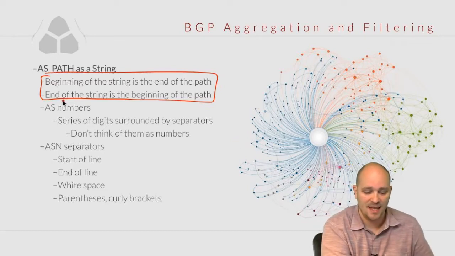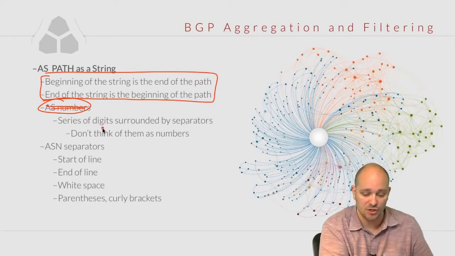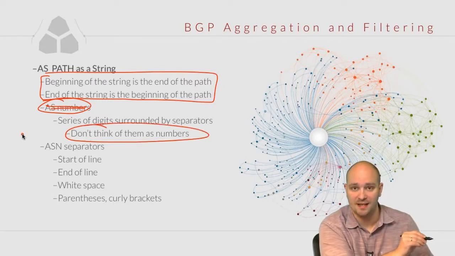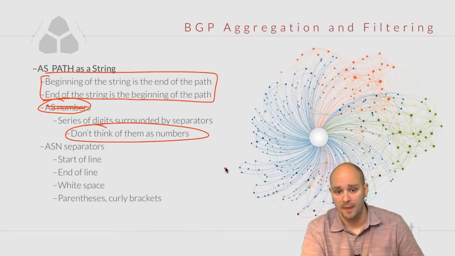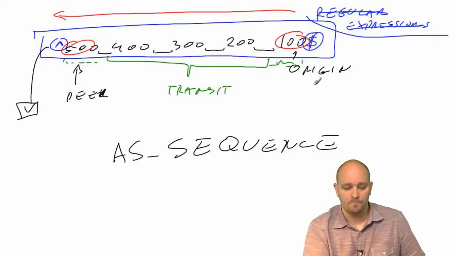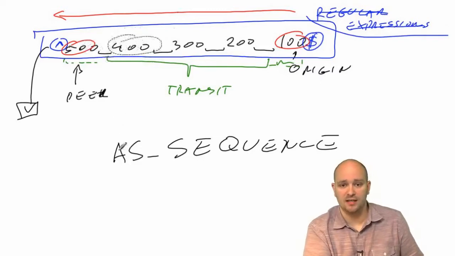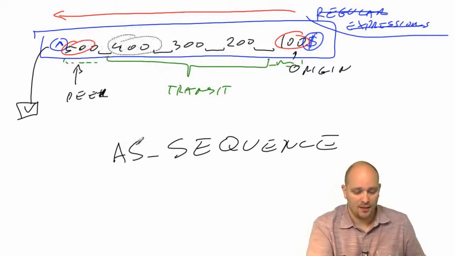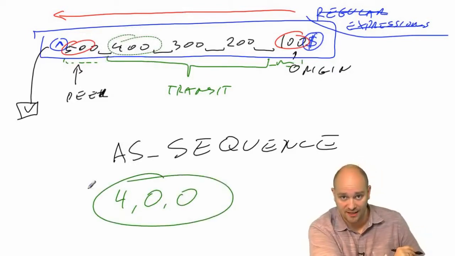The next thing is the autonomous system numbers are really not numbers. Don't think of them as numbers. If you think of them as numbers, you are going to have trouble implementing filtering. What do I mean by don't treat them as numbers? Well, if you take a look at this here, and you are now saying, yes, this is 400. No, this is character 4 followed by 0 followed by 0. This is how I want you to think of this.